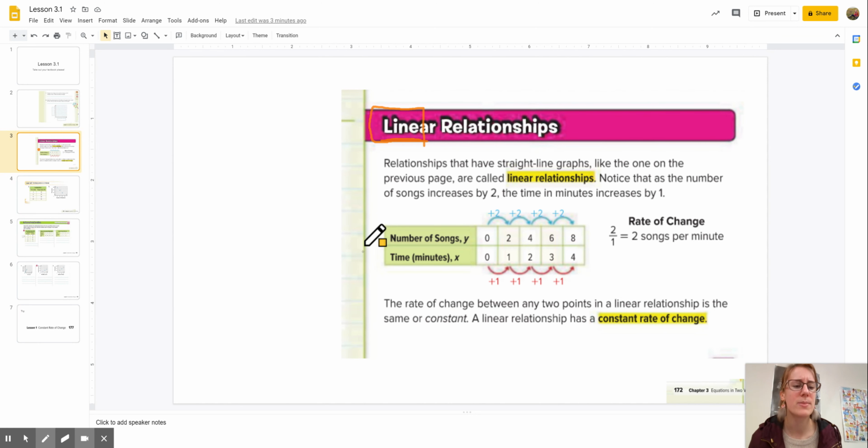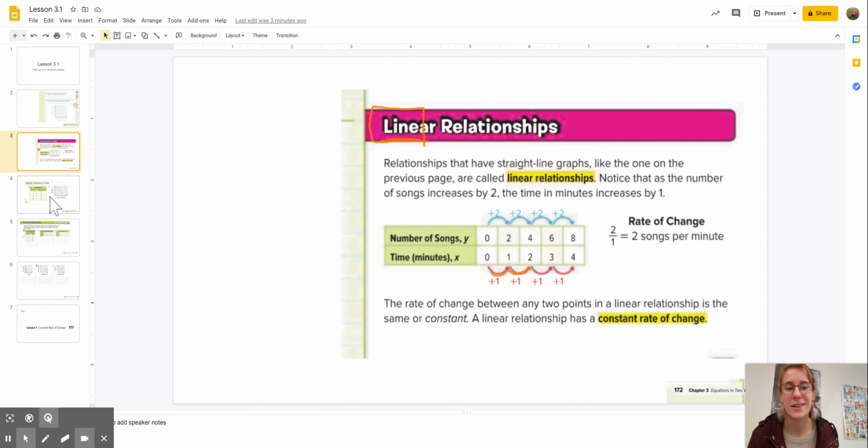This word relationship is interesting because what I've told other classes before is that it's basically the relationship between X and Y. X and Y are honeys here. They're in a relationship, they're working together. And so we're always going to compare our Y value, how much our Y is increasing, over how much our X is increasing. And that's going to give us a constant rate of change. Constant meaning it doesn't change. Here we always added 2 songs. Here we always added 1 minute. So it's a constant rate of change.